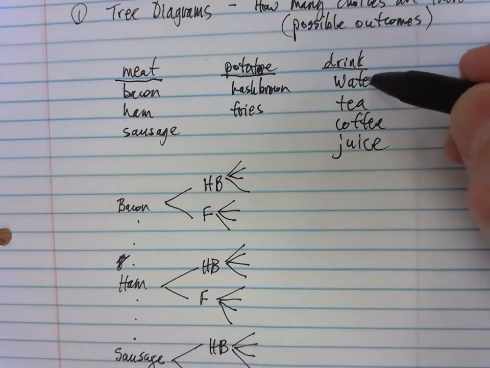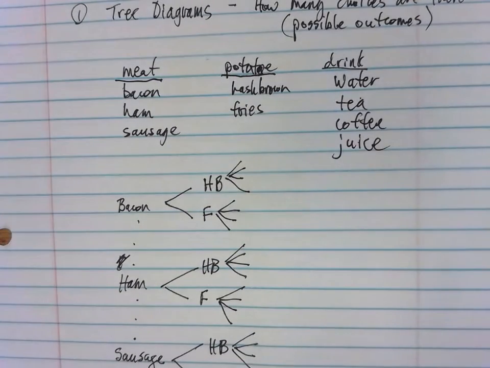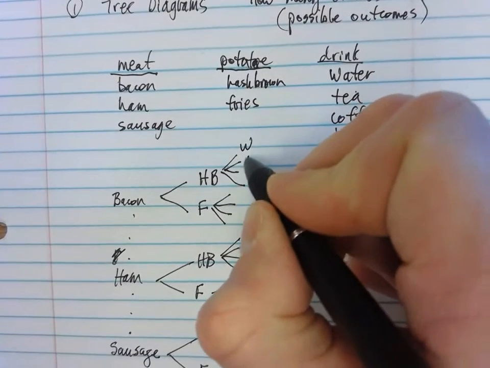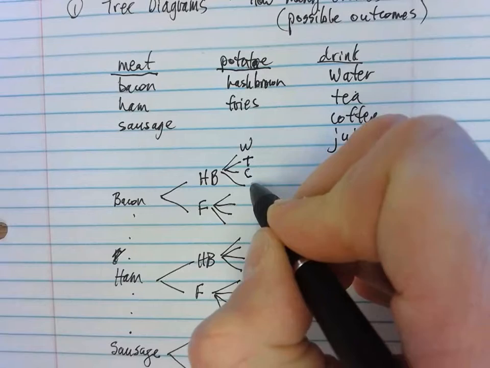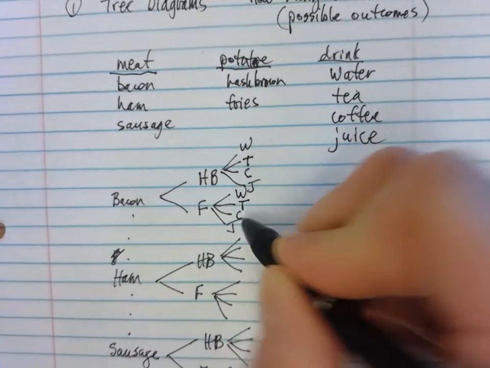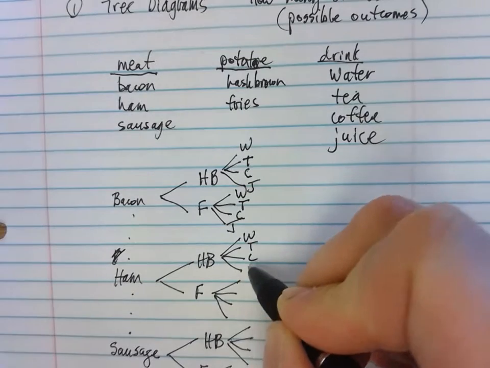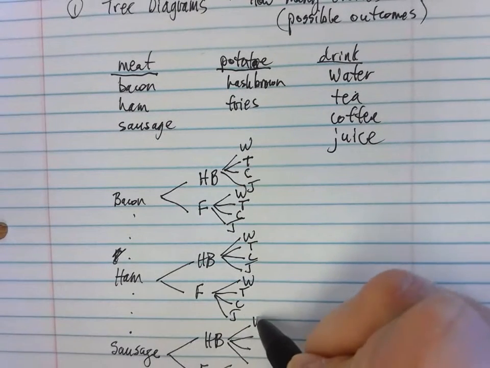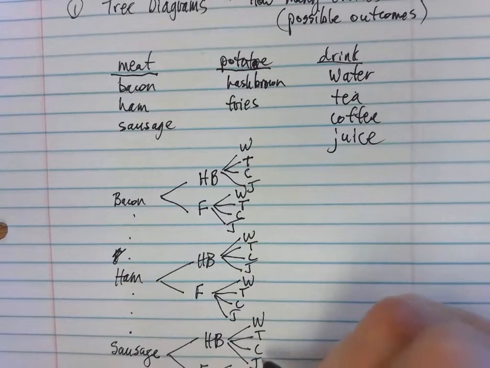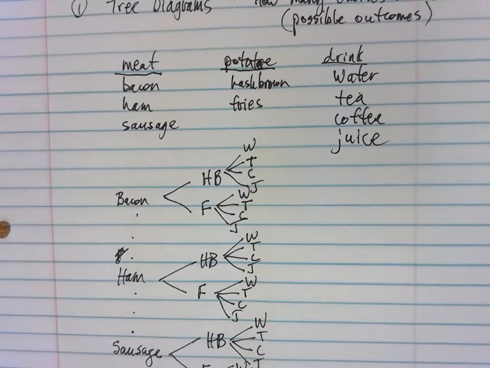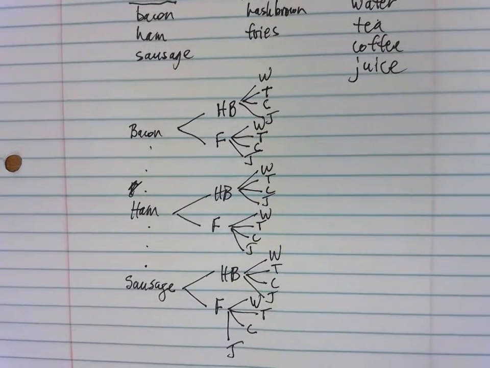So again, I'm just going to do W, T, C, and J for water, tea, coffee, or juice. Water, tea, coffee, juice. Okay? Now, I'm going to slide it up so you can see all that.